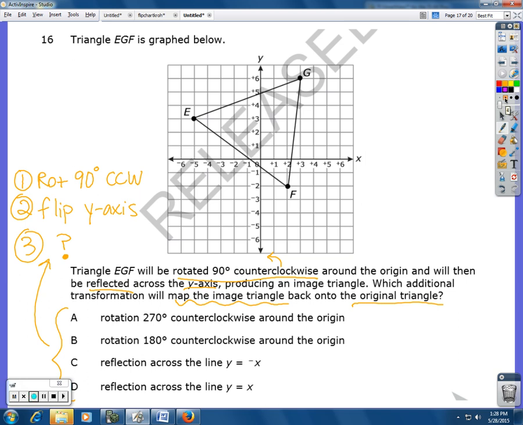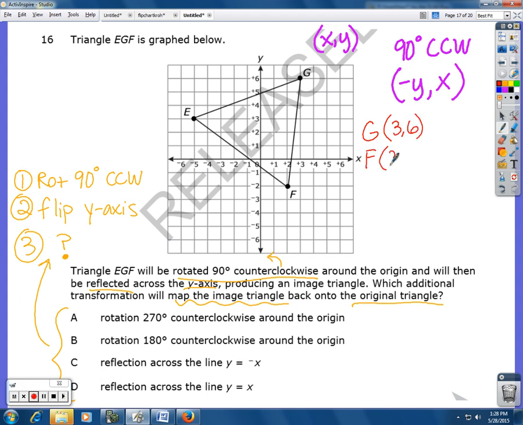Okay, if you memorize your rules for transformations, which you should if you haven't already, to rotate something 90 degrees counterclockwise, we're going to use this rule. We'll take our original xy coordinate, okay, and we have to flip x and y, and then we're going to change the sign of y. Okay, so let's write down our original points. G is currently at 3, 6. F is at 2, negative 2. And E is at negative 5, 3.